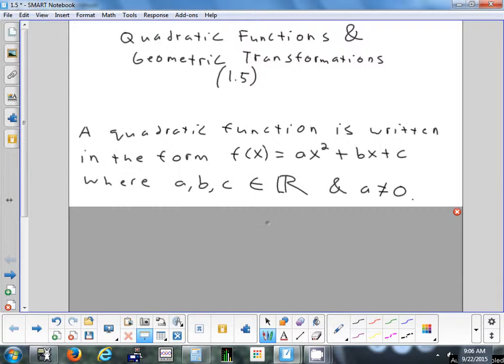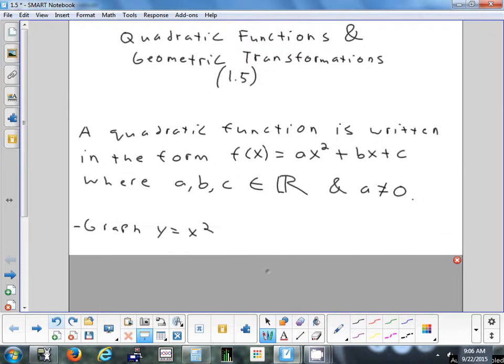What would happen if you filled in 0 for a? It would just become this. If you fill in 0 for a, now you have bx plus c. What would that be if you graph it? That'd be linear. That'd just be a line. So we don't want to wipe out that first term. So a, b, and c, anything you want, except a cannot be 0.